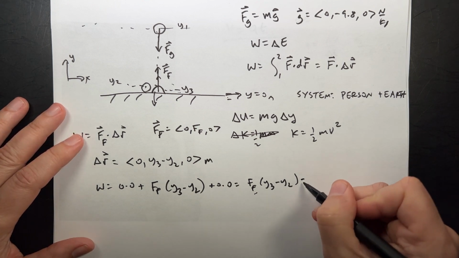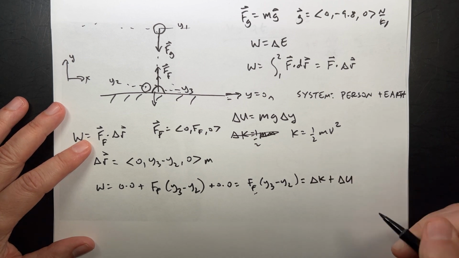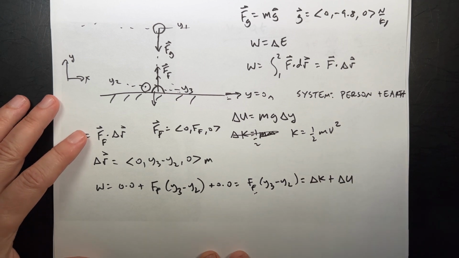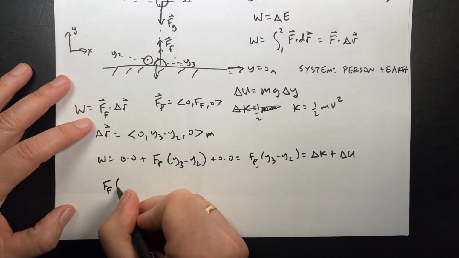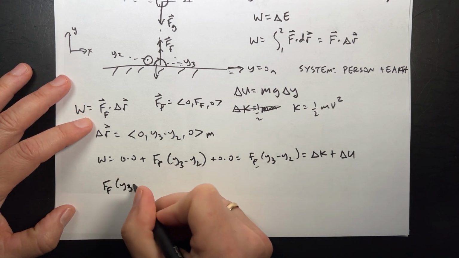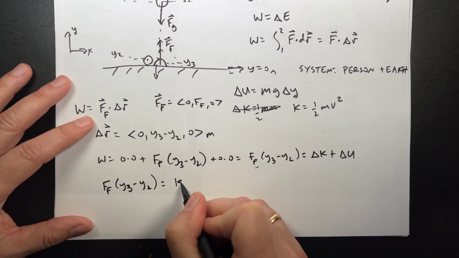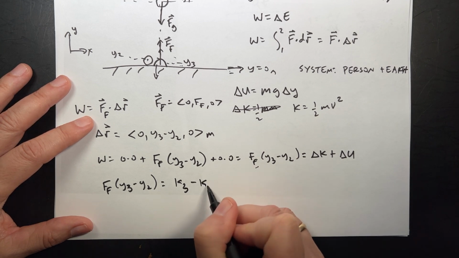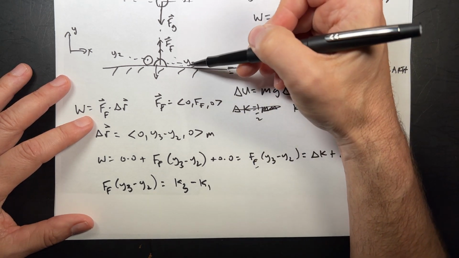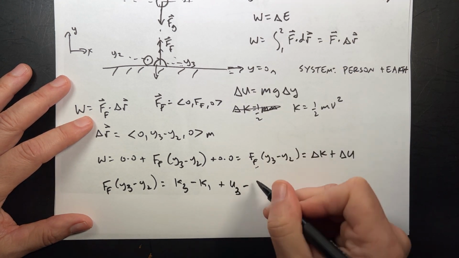And now I'm going to set that equal to my change in kinetic plus change in gravitational potential energy. So let's write that out. Move this up a little bit. So I'm going to write F y3 minus y2 equals the final kinetic, K3, minus initial kinetic, K1. So I'm going from 1 to 3. Plus U3 minus U1.